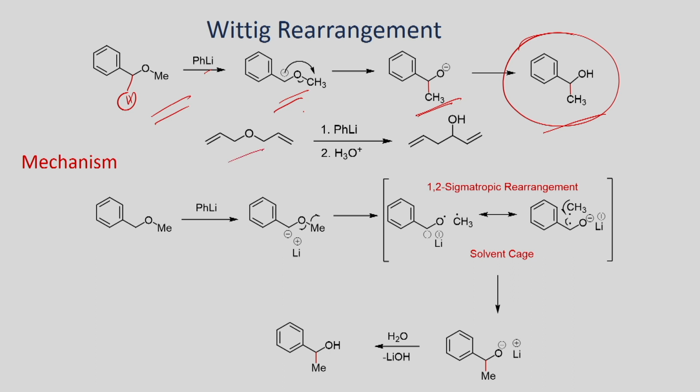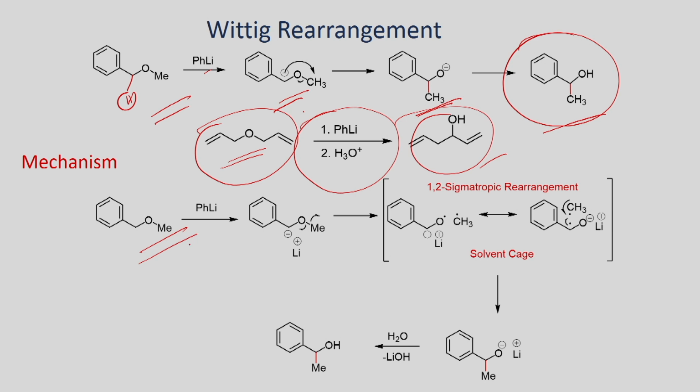And here, the rearrangement of this allyl ether is shown, which also, when you react with phenyllithium, can undergo rearrangement as shown here to give this allyl vinyl ether as a product. The mechanism of this transformation is shown here. As we have just seen, the deprotonation can generate this salt, which in the solvent can undergo rearrangement to give this alkoxide as shown here.